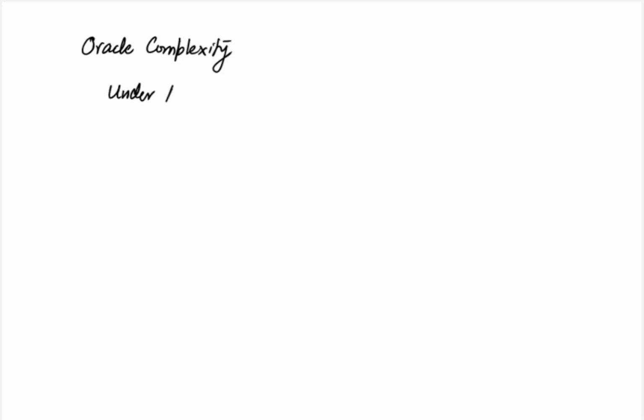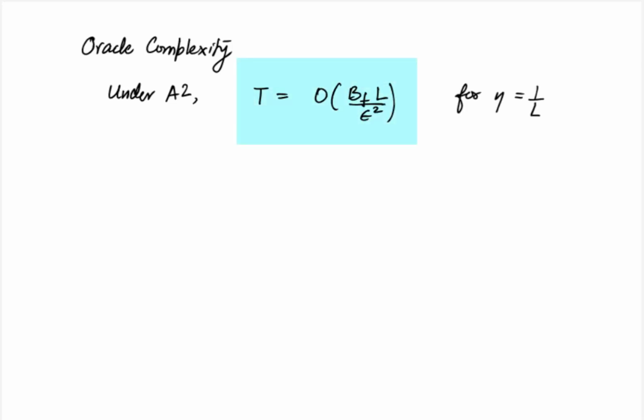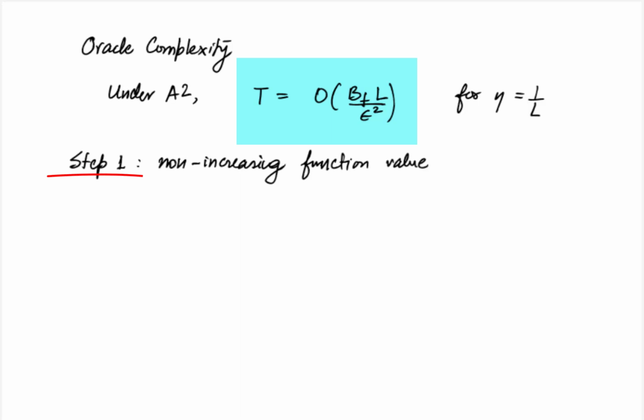Under assumption A2, which is that f is L-smooth, the oracle complexity of the constant step size gradient descent is order b_f L by epsilon squared for step size eta equal to 1 over L. Let us look at the proof of this statement. We will compare this result with that obtained for the convex case later. The proof for the general case is actually simpler as it involves fewer steps. The first step is the same as step 3 of the gradient descent proof and involves establishing the non-increasing function value property of gradient descent applied to smooth problems. So we have seen all these steps already.